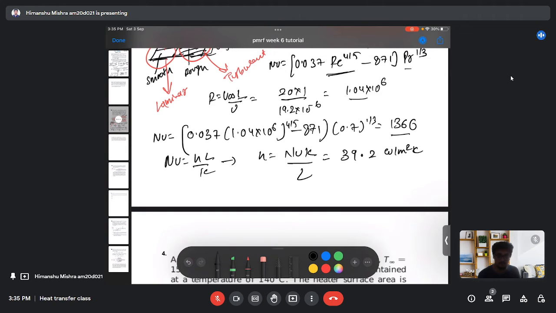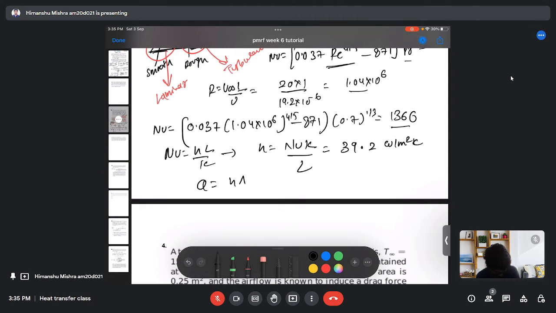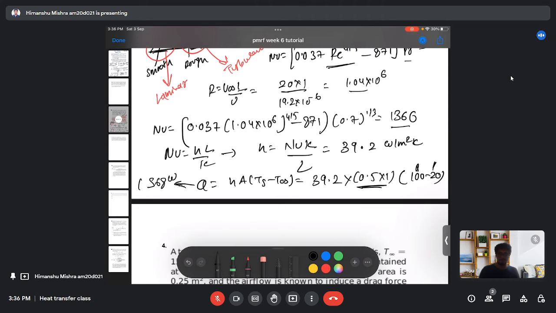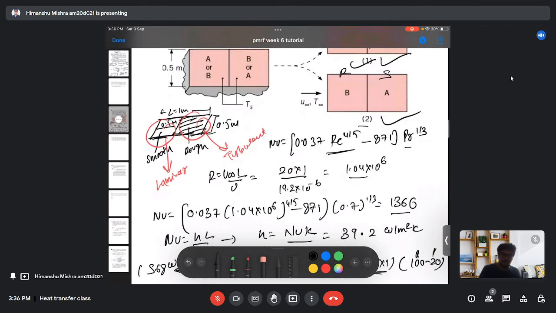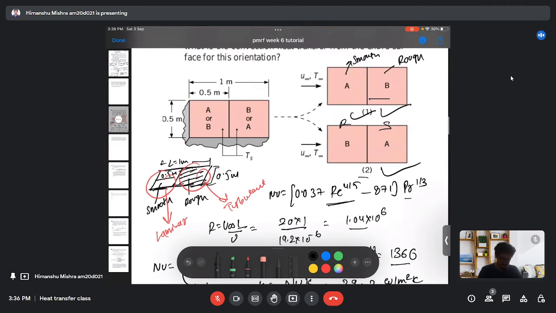Now we can easily find the total heat rate by using Newton's law of cooling. This is my surface area, this is my surface temperature, and this is the temperature of the air. So this Q will be 1568 watt. So we have solved the heat transfer coefficient and the total heat rate for orientation 1 here.